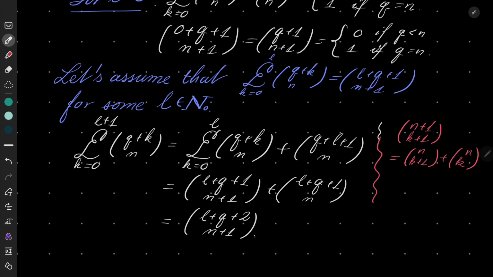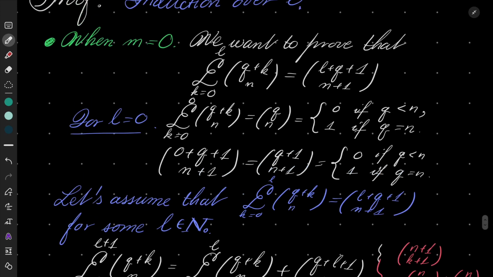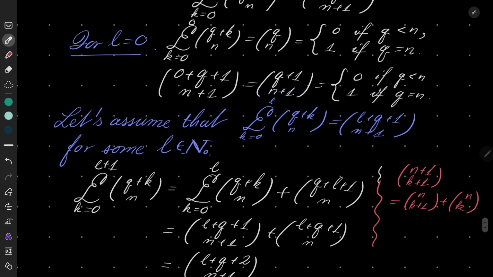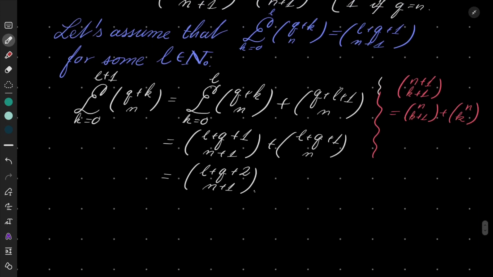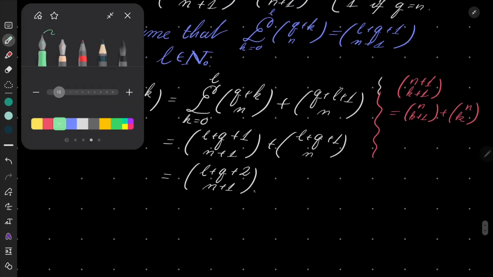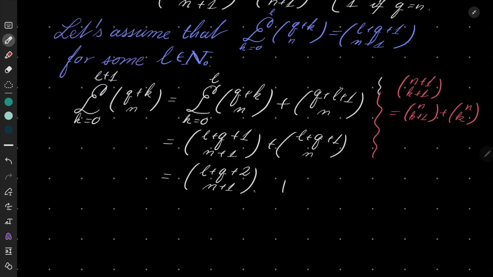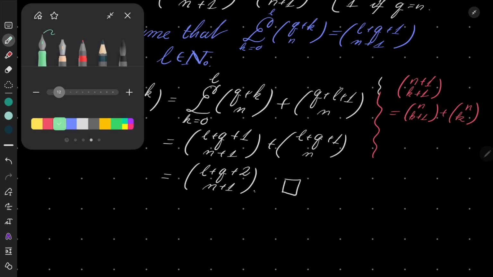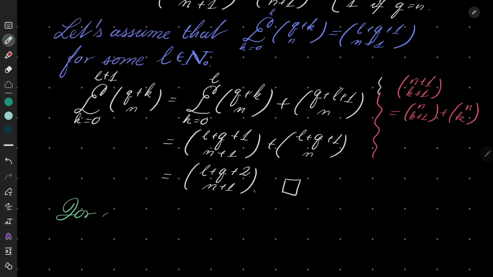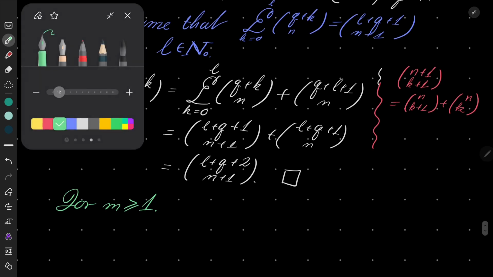So by induction, we now know that our theorem is true for m equals 0. Okay. Now, the second part of our proof. So we have concluded the first part. The second part will be for m greater than or equal to 1. What happens now? Again, we will use induction.